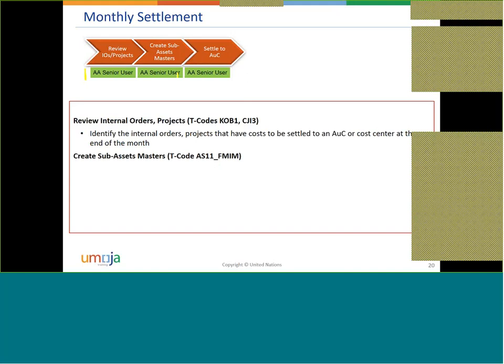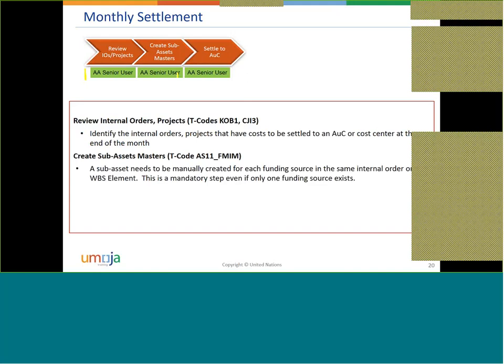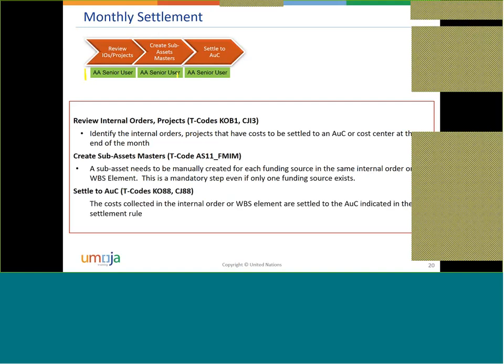Here you have the list of T codes that we will use during the workshop in Entebbe, I mean, the in-person part of the training. And you have the description of all these steps. The review of projects will happen with some of the T codes. We will use CJI3 and another one. Creation of sub-assets happens as a consequence of this, which is basically getting the cost and preparing the asset to be settled. And then we will have CJ88 for settlement of the AuC.